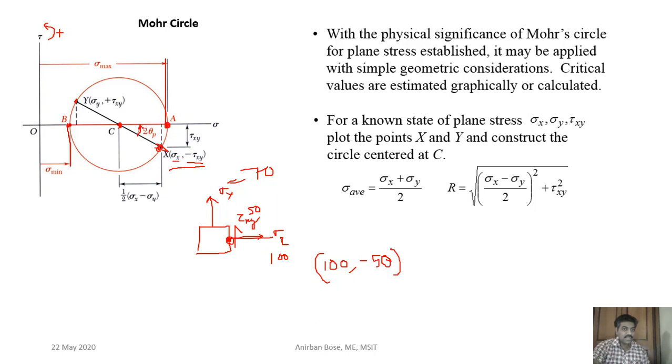So this is the angle. So remember, find out that angle and make it half. Remember, everything in the Mohr circle is twice that of the actual element. So this will be 2 theta p. So the actual plane, if you see, this will be theta p, which is half of this angle, where you will find the principal stress.